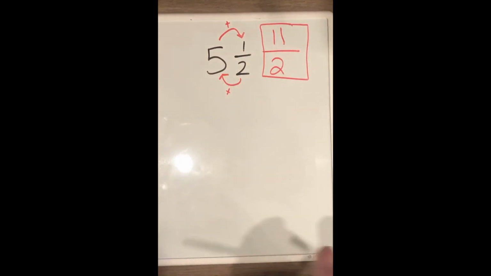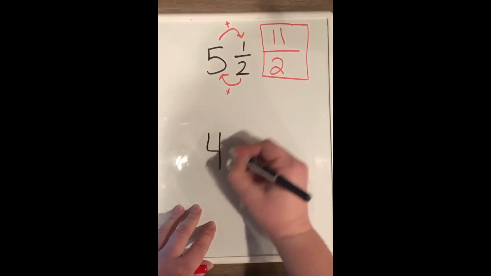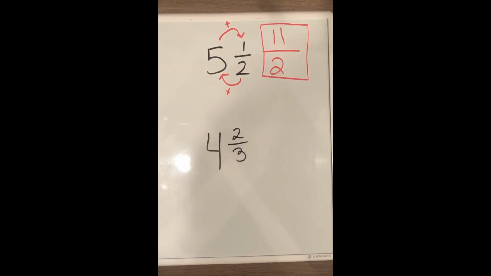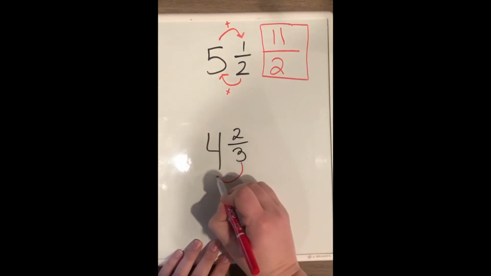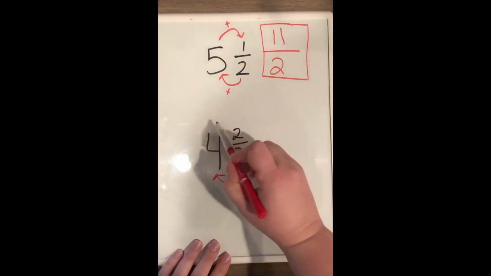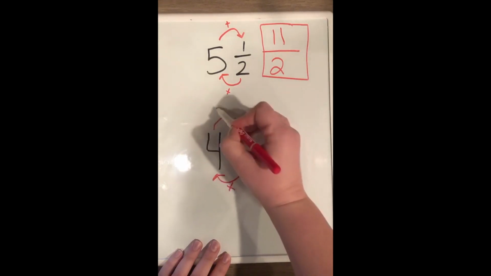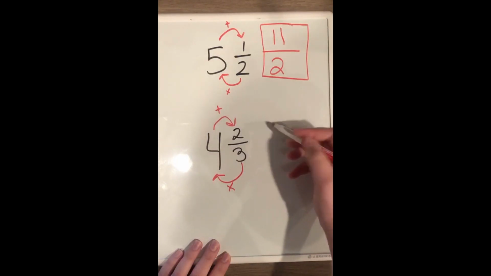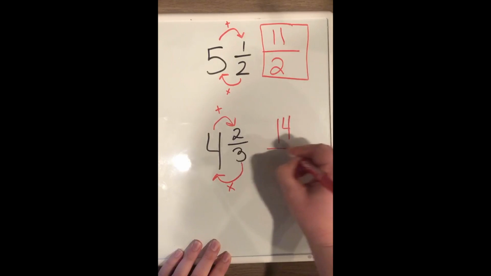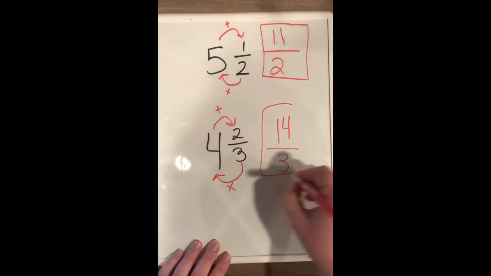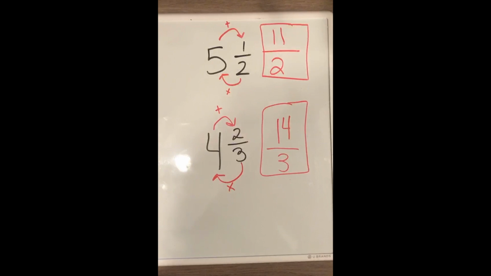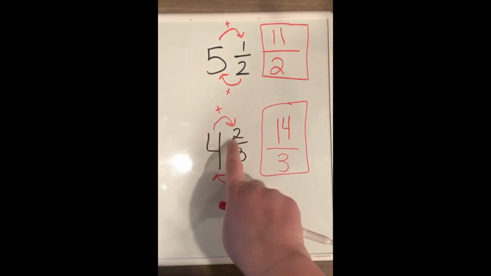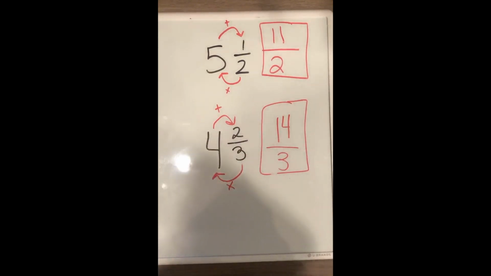All right, let's do one more. Four and 2/3. So we take our denominator times our whole number, and then add our numerator. 3 times 4 is 12. 12 plus 2 is 14. And we put it back over our denominator to get 14 over 3. So remember, it's just like a circle. Denominator times whole number plus the numerator, and then put it back over our denominator.